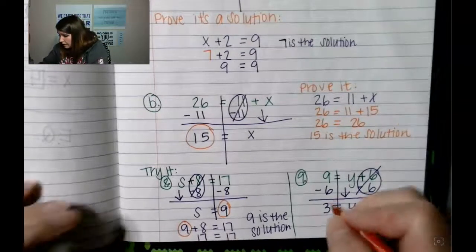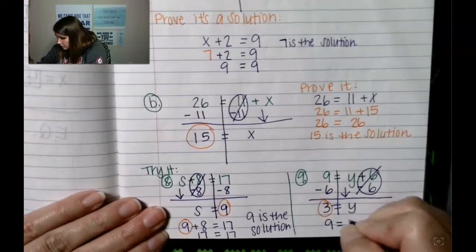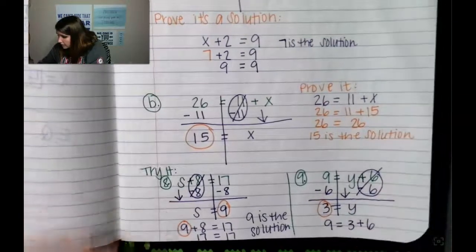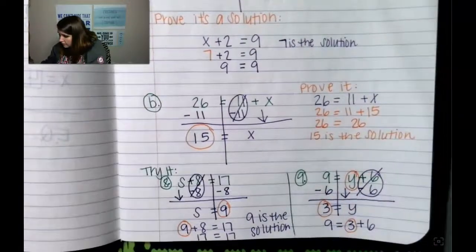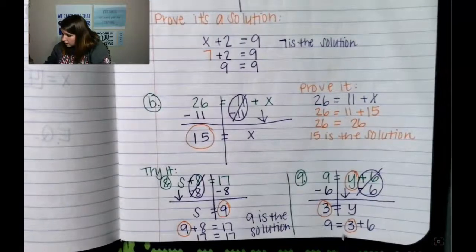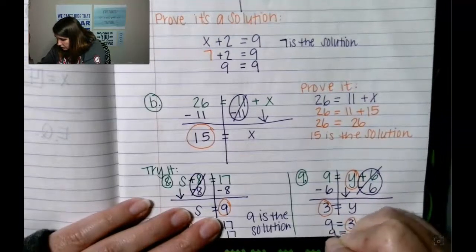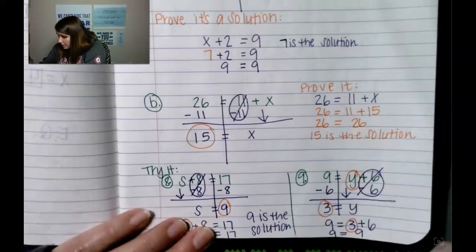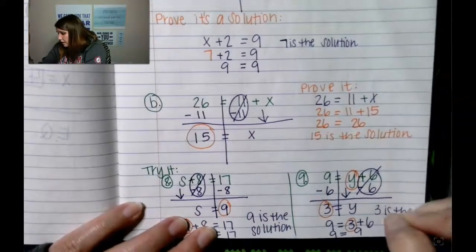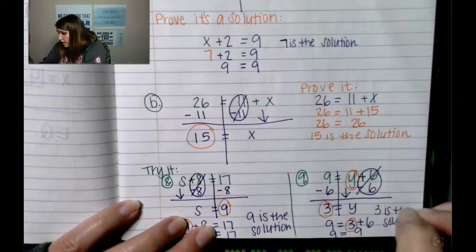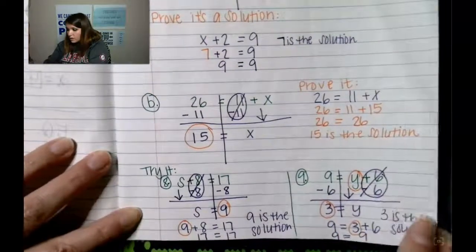Let's plug in the 3 and see if I got it right. 9 equals 3 plus 6. This 3 went right here for the y. So 3 plus 6 is 9, and 9 is equal to 9. So my solution is 3. 3 is the solution.